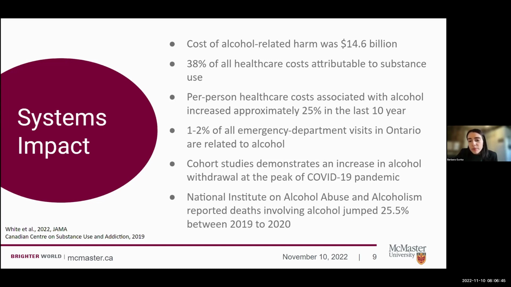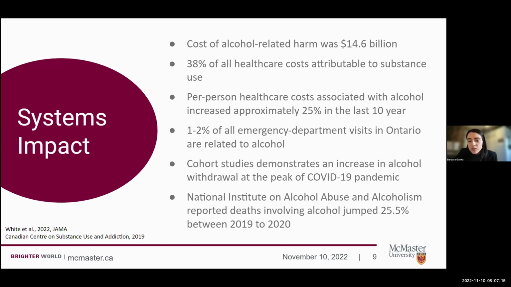spendings. And when we compare this to things that we're seeing pretty often, COPD costs us about 1.5 billion per year. And in 2030, they actually think heart failure is going to be projected to cost us about 2.8 billion. And so, we see that quite frequently, and alcohol is actually a bigger expense on our healthcare system than very common presentations. And we do expect that the per person healthcare costs associated with alcohol will increase approximately 25%.